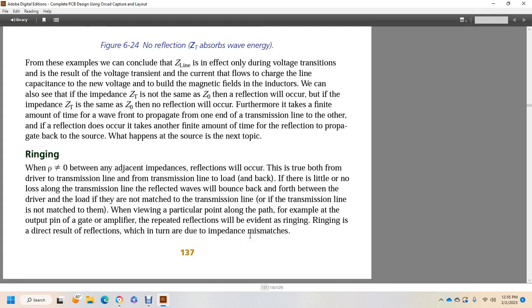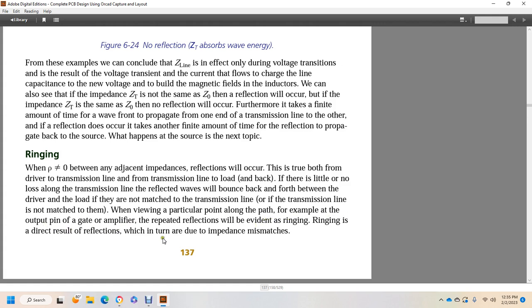Ringing. When the impedances are mismatched, reflections will occur between the driver and the load of the transmission line. There is little or no loss along the transmission line. The reflected wave will bounce back and forth between the driver and the load when they are not matched to the transmission line. Viewing a particular point along the path, for example the gate or amplifier input, the repeated reflections will be evident as ringing.